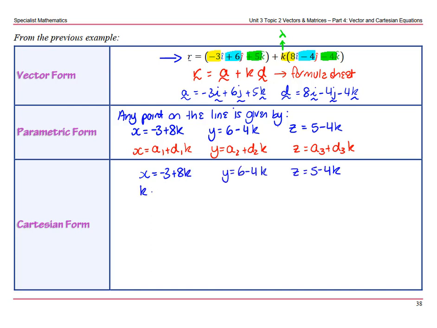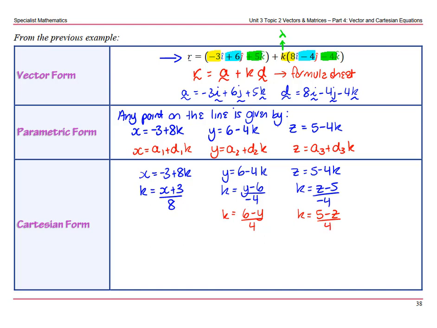Now for Cartesian form, we have to start with our parametric form. Rearrange to get k on its own. So this will be k equals (x + 3) over 8. Here we have k equals (y - 6) divided by -4. Now you could express that as (6 - y) divided by 4, distributing the negative throughout the numerator. And the last one will be k equals (z - 5) over -4. And again, we could rewrite that as (5 - z) divided by 4 by distributing the negative.